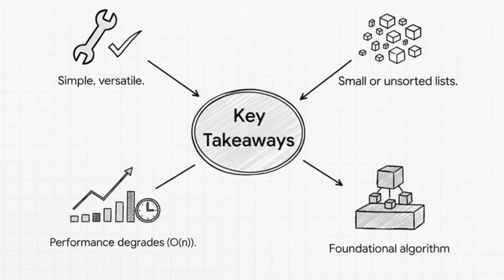So, what are the key takeaways here? Well, linear search is simple, versatile, and super easy to implement. It's the go-to choice for small lists or any unsorted list. Yes, its performance gets worse as the list gets bigger, but its importance as a foundational concept just can't be overstated. It's the starting point for understanding all the more advanced search methods.